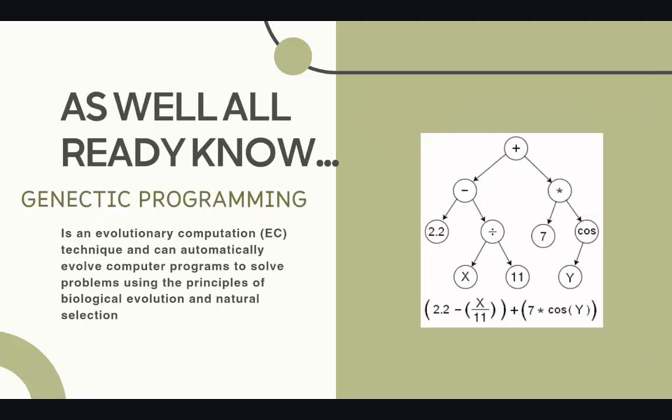As we all know, genetic programming is an evolutionary computation technique and can automatically evolve computer programs to solve problems using the principles of biological evolution and natural selection. Genetic programming has been applied to image feature learning and achieved promising results.